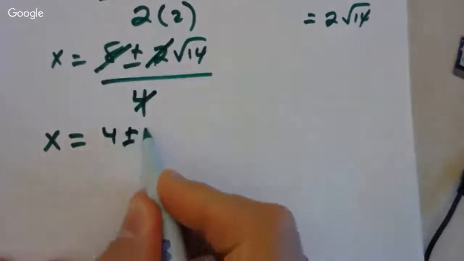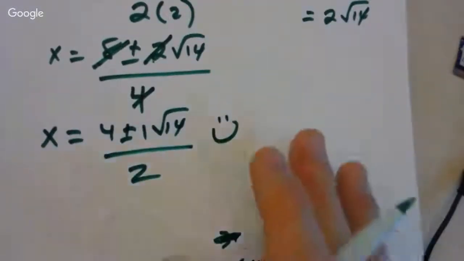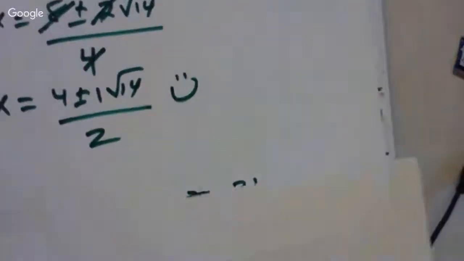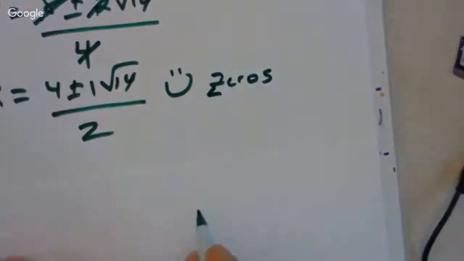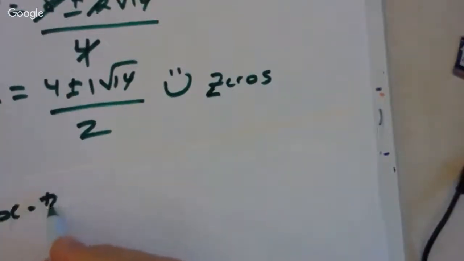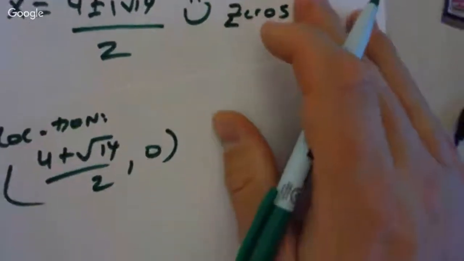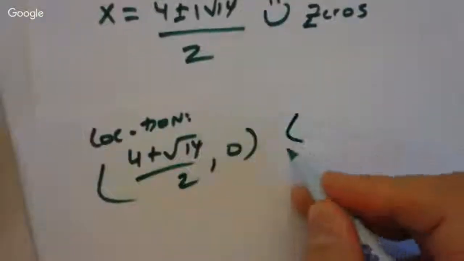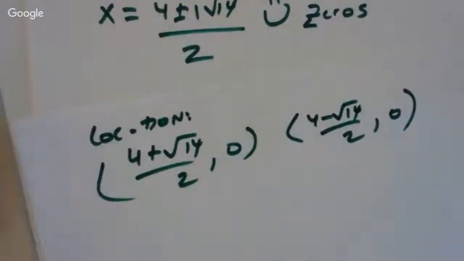So 4 plus or minus 1 square root of 14 over 2. Okay, that is the answer to my zeros. So notice these are the zeros. Their location is 4 plus the square root of 14 over 2, comma 0. And boy, I'm doing a terrible job. When I have to reverse that screen, I can't see it up there. And 4 minus the square root of 14 over 2, comma 0.